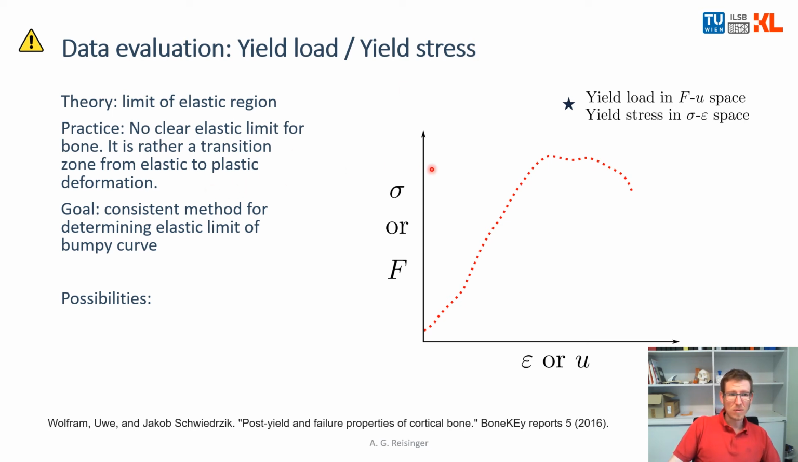And the problem is that for bone, there is no real distinct elastic limit. It's rather a transition zone. So for example, when we say this is a test on bone, then somewhere in this region, the bone is transforming from elastic deformation to plastic deformation. But still, we need some consistent method to determine some point. We need to report in our report some numerical value for the yield load or yield stress.